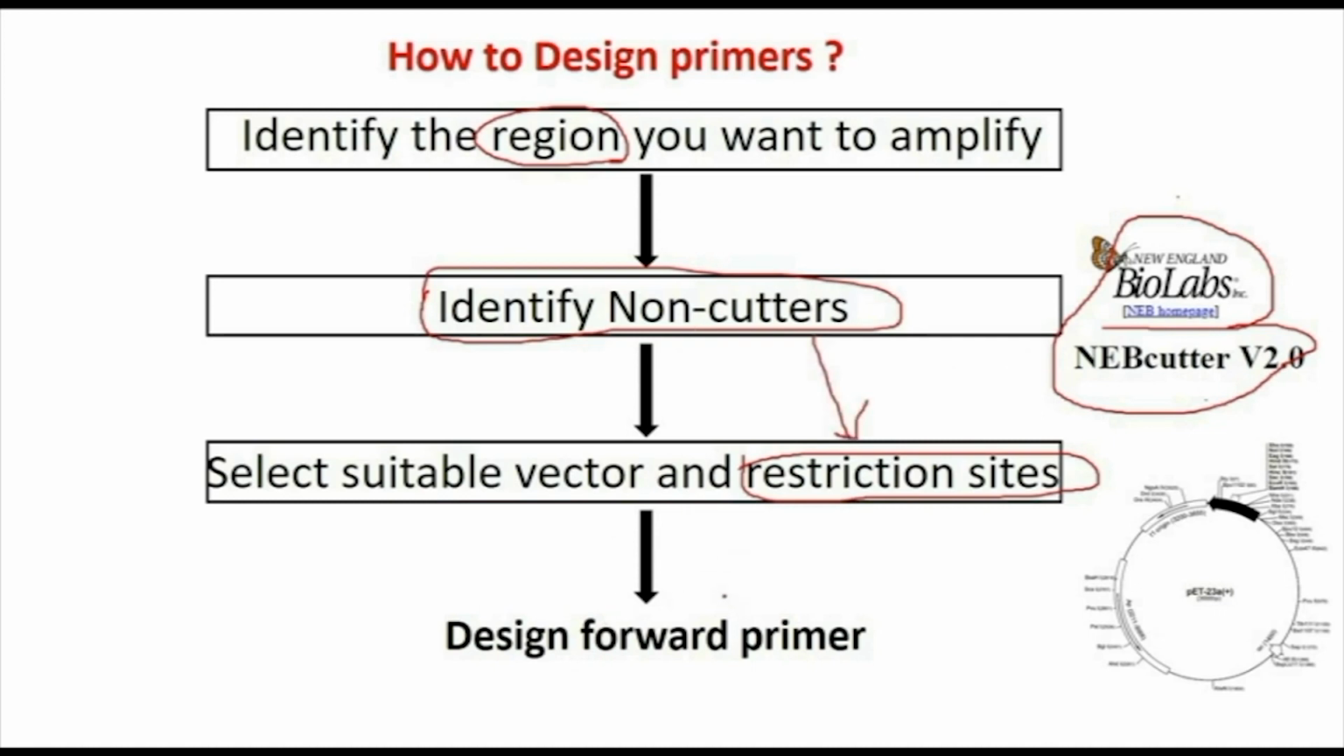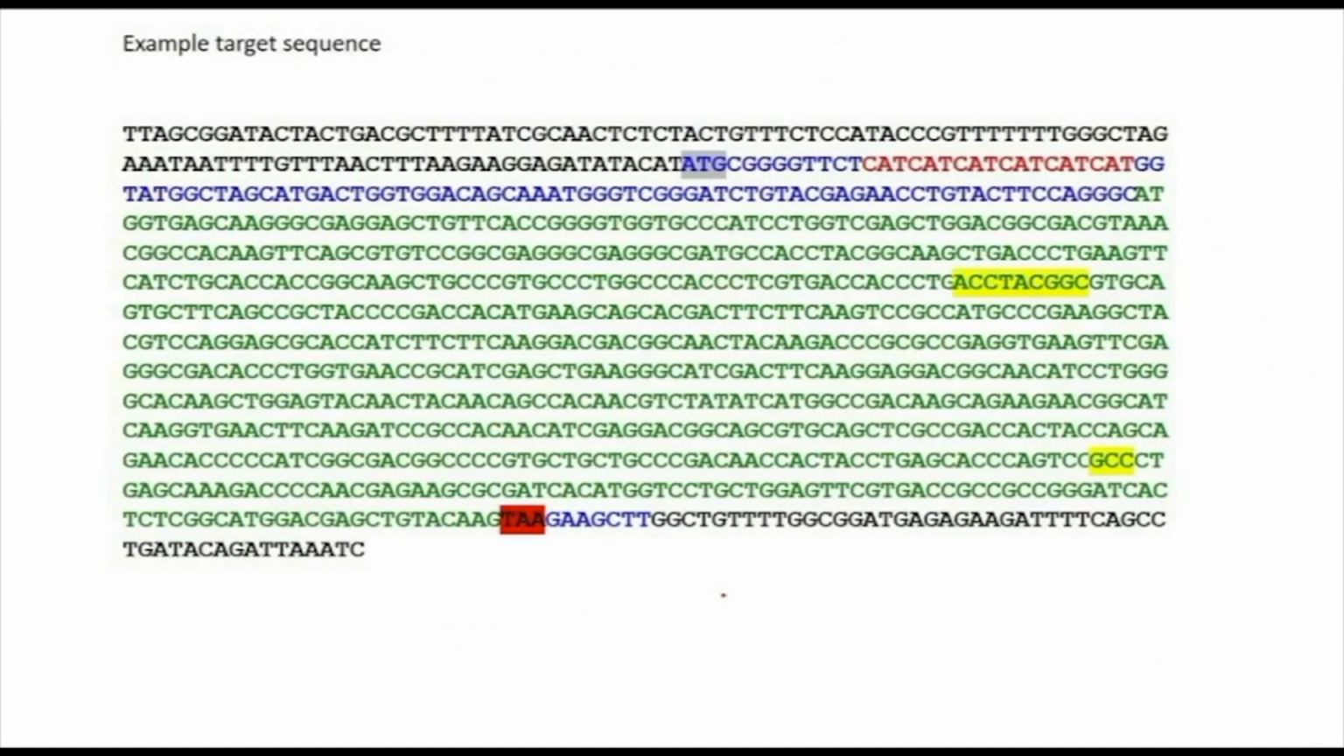After that, you can go for designing the forward primer. So for understanding purposes, I will use this sequence to design the primers and analyze the primers. This is the whole sequence, but I don't want to amplify the whole region. I want to amplify the sequence which is highlighted in green, starting from here to here.